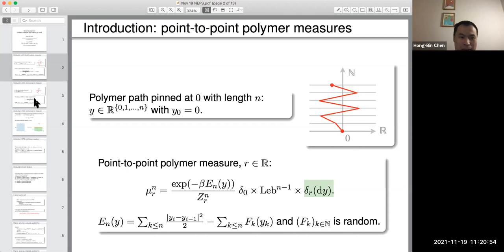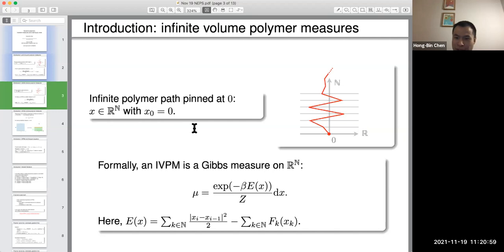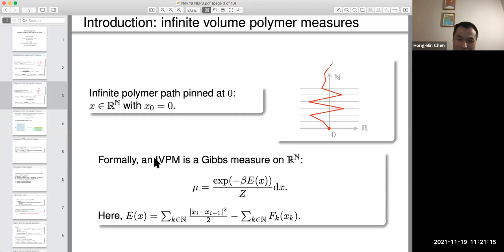And then we're moving on to the infinite length polymer chain. This is basically a trivial extension of the finite one. You just extend one end to infinity. It can be represented as a vector in this product space with a pinned start. Again, formally, I'm using IVPM to stand for infinite volume polymer measures.